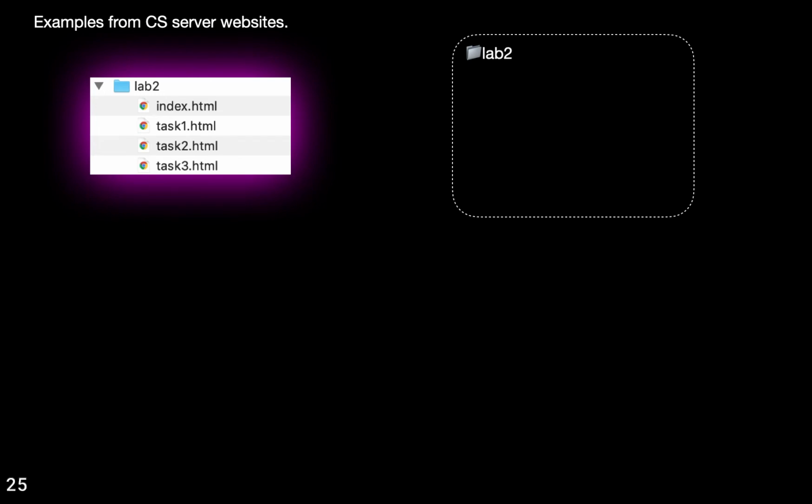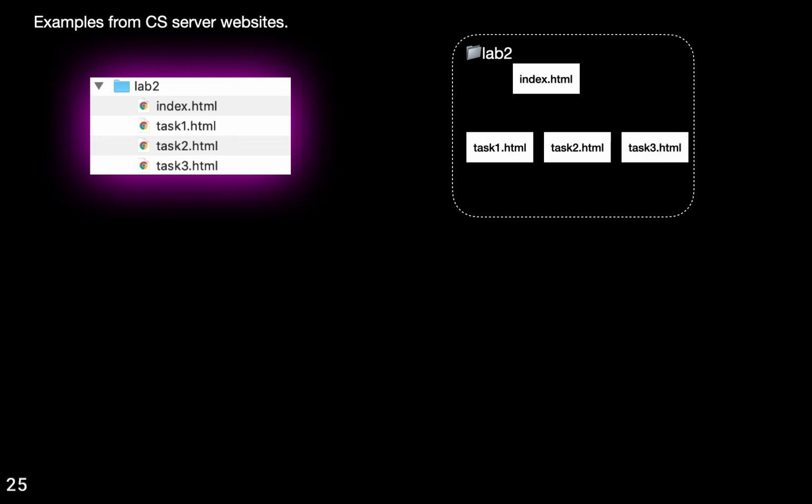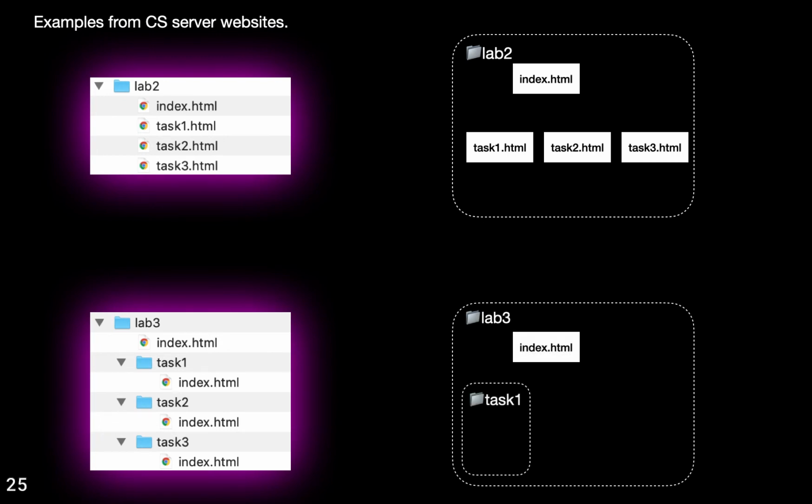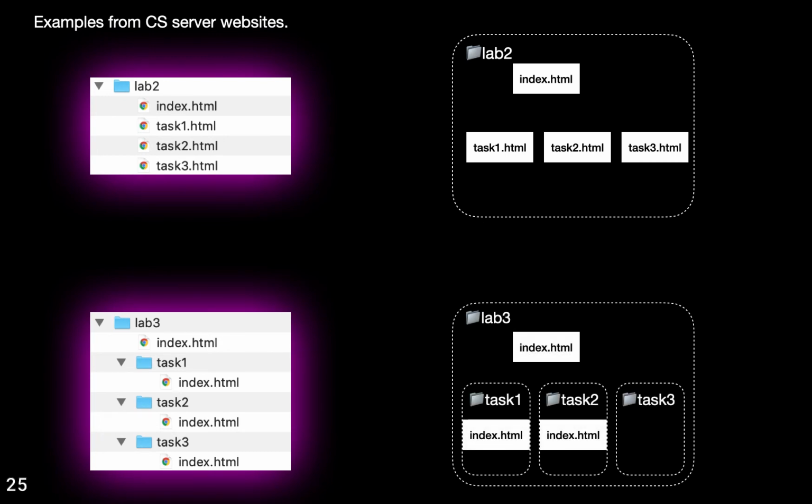So the structure that we're seeing here is lab 2. There's an index, there's a task 1, task 2, and task 3, right? Here's a different structure. So this is the same kind of idea. It's just that we've used subfolders for the task. So now the file structure is different, right? We have a lot more folders involved. But here we go. So there's 3 separate folders, and each of the tasks has its own little index page, right? These are different file structures.